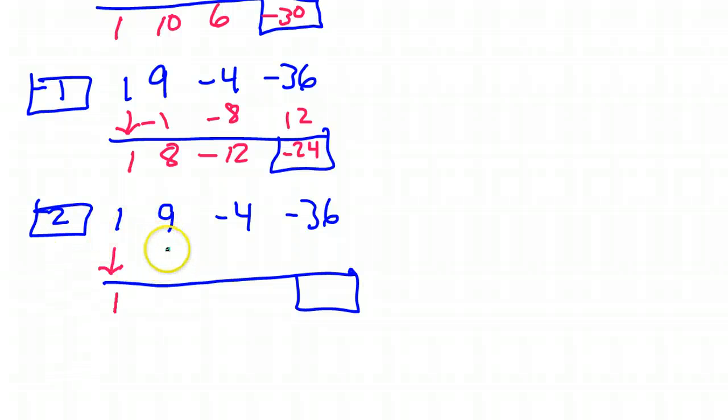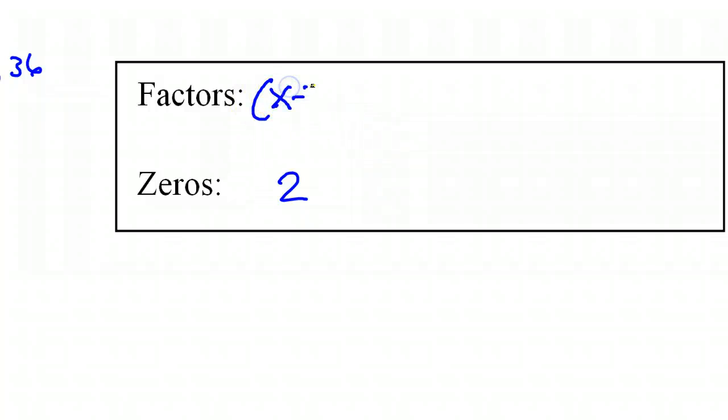So I go on to positive 2. All right, it's positive 2. So that'll be 2, 11, 22. All right, this will be 38. No, what am I talking about? Not 38, I mean 18. And 2 times 18 is 36. Hooray! Okay, so I found my first 0. It is 2. Put it on the list. All right, which means I have a factor of x minus 2.